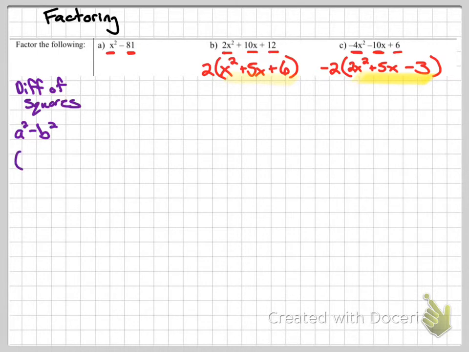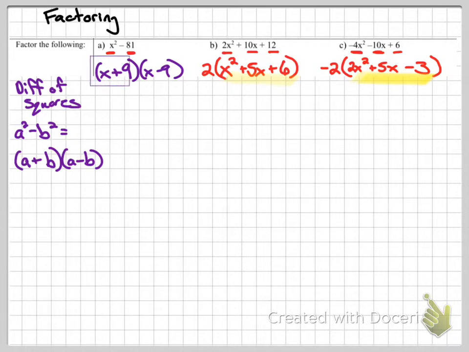It factors to a and b. Square root of a squared is just a. Square root of b squared is just b. 1 with a plus sign and 1 with a minus sign. This should be looking familiar. I'm not teaching this to you for the first time. You've seen this before. So square root of x squared is just x. Square root of 81 is just 9. 1 with a plus, 1 with a minus. Don't forget it's 2 different factors, 1 with a plus and 1 with a minus. That one is now factored completely.